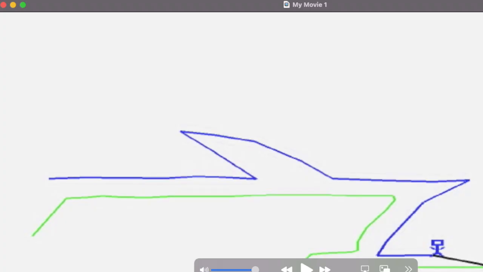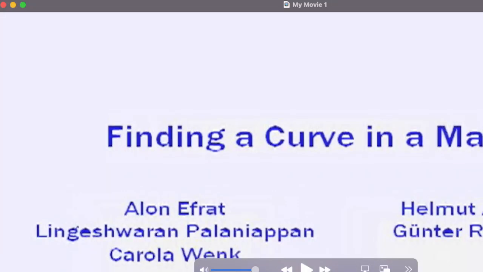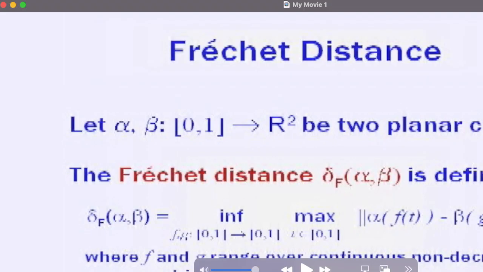But all in all, the point is to find the matching between these two curves, which is defined via continuous and monotone reparametrizations of the two curves. In the video, the continuous definition can be visualized as follows.